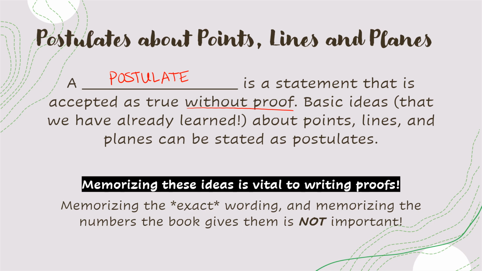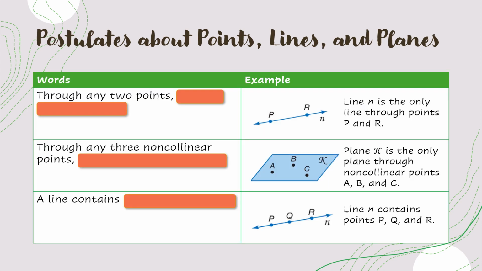You'll also perhaps notice that the book assigns numbers to them, like postulate 1.2 or something like that. The numbers are not important either. The exact wording, the numbers, not stuff that's important for us. But the actual statements, the ideas themselves, that's going to be very important to know in the future. Okay, so let's see what they actually are.